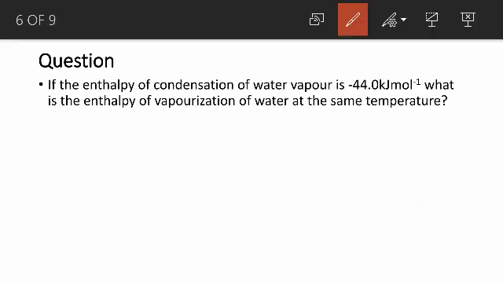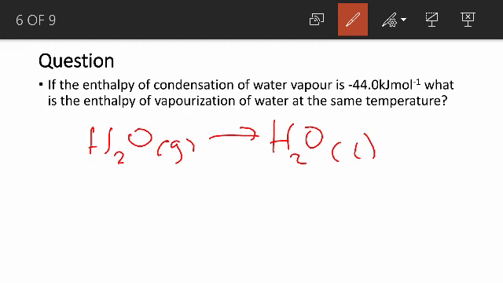Good. We see a question here. It says that if the enthalpy of condensation of water vapor is minus 44.0 kilojoules per mole, what is the enthalpy of vaporization of water at the same temperature? Condensation is a process of conversion from gas to liquid. So we are going to have H2O vapor giving us H2O liquid, and the enthalpy here is minus 44.0 kJ per mole.